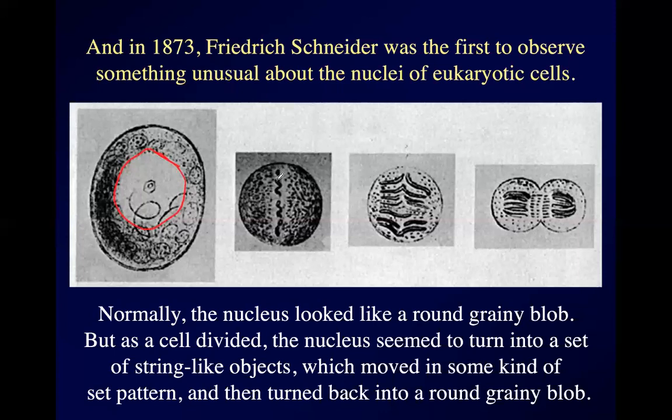So here are those stringy objects there in the middle. They line up in the middle. And then here's those stringy objects moving to opposite sides of the cell. And then here, once division is done, we have two clumps of stringy objects right there that are going to form two new nuclei.